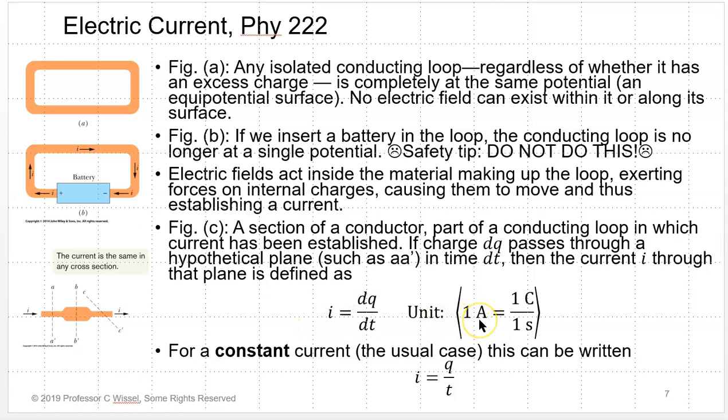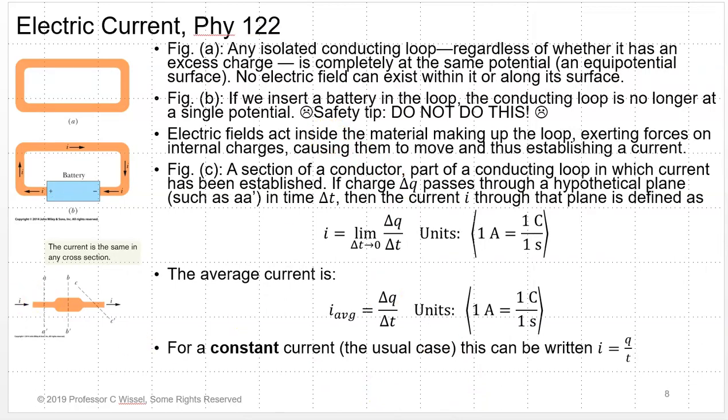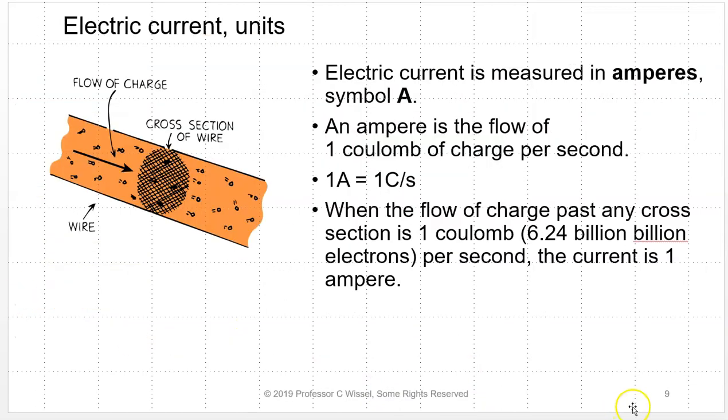1 ampere is 1 A, that's a symbol. That equals 1 coulomb per second. For a constant current, which is the usual case, this can be written as I equals q over t. If you are a calculus-based physics student, please skip to slide 9.